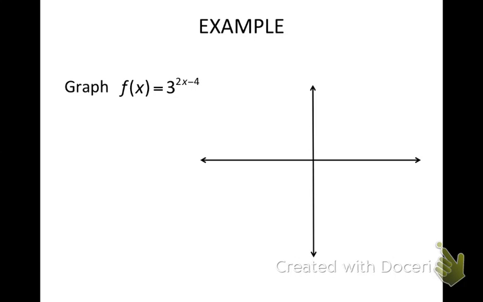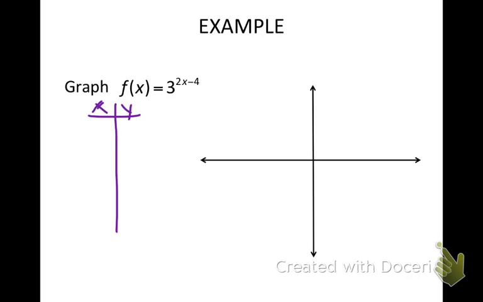So if we had f of x is equal to 3 to the 2x minus 4. So it's no longer just 3 to the x power. So is my y-intercept going to change? Probably, right? So if I plugged in 0, I'm going to get 3 to the negative 4 power, which is not 1 anymore. So my y-intercept is going to change. But the process of what we're going to do is not quite going to change. So let's pick some ordered pairs. Let's make a table of values.